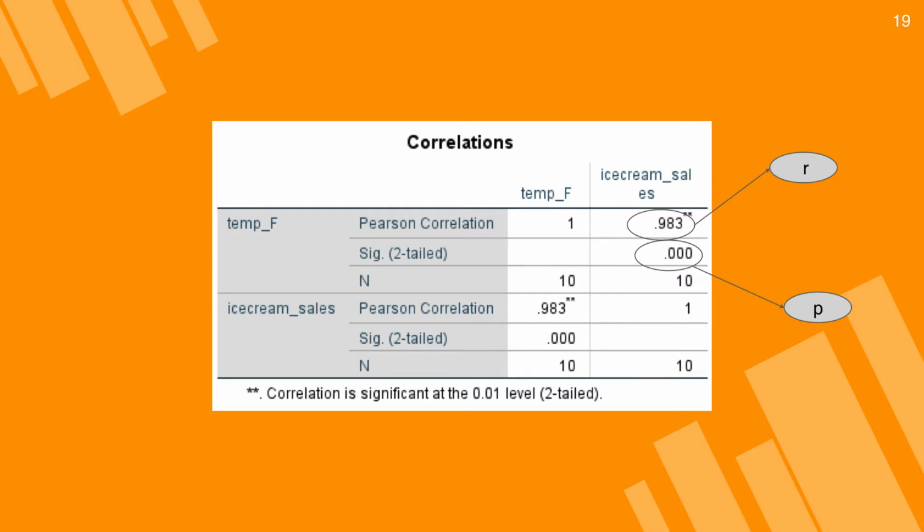You would get something like this in your output window. We've identified the R and the significance value, which you can see: R is 0.983 and the p value is 0.000. But when you write this in APA format, you can't put 0.000 because p can't equal 0. So you would indicate that p is less than 0.001, which would still be valid.